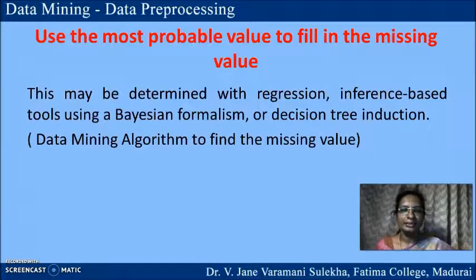The next method is use the most probable value to fill in the missing value. This may be determined with regression, inference-based tools using Bayesian formulation, or decision tree induction. That is, we use a data mining algorithm to find the missing value.